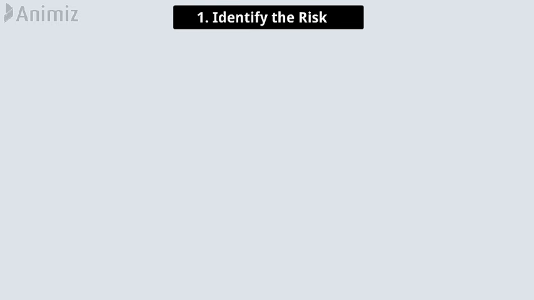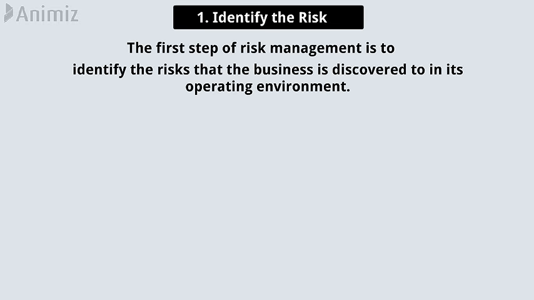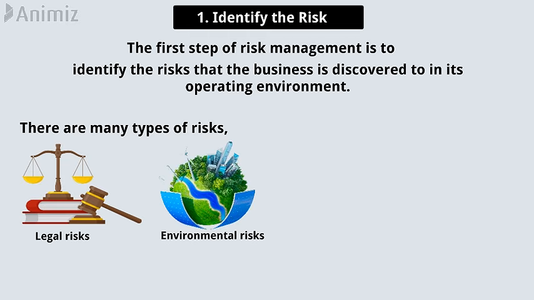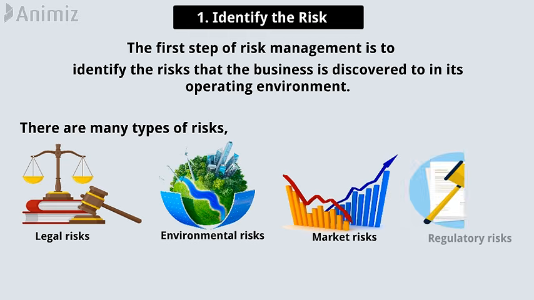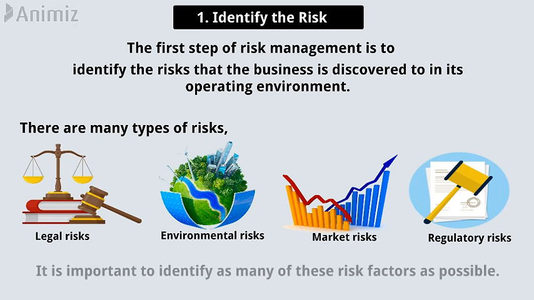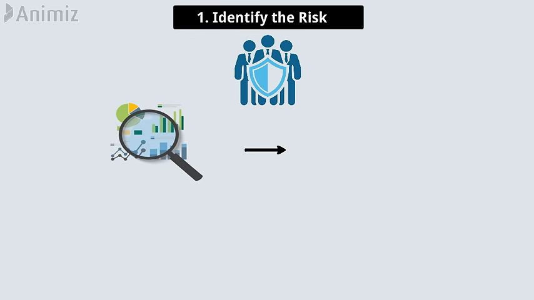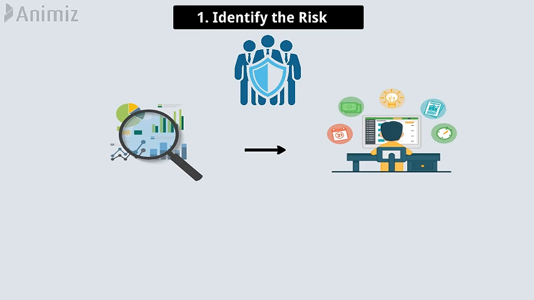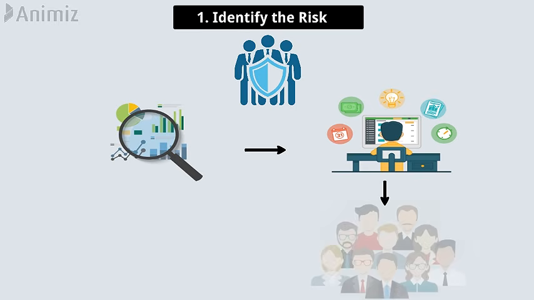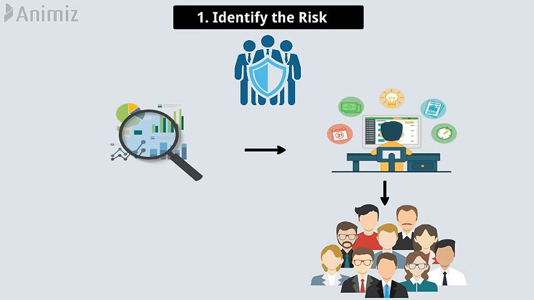1. Identify the risk. The first step of risk management is to identify the risks that the business is exposed to in its operating environment. There are many types of risks, including legal risks, environmental risks, market risks, regulatory risks, and much more. It is important to identify as many of these risk factors as possible. If the organization has employed a risk management solution, all this information is included directly in the system. The advantage of this strategy is that these risks are now transparent to every stakeholder in the organization with access to the system.